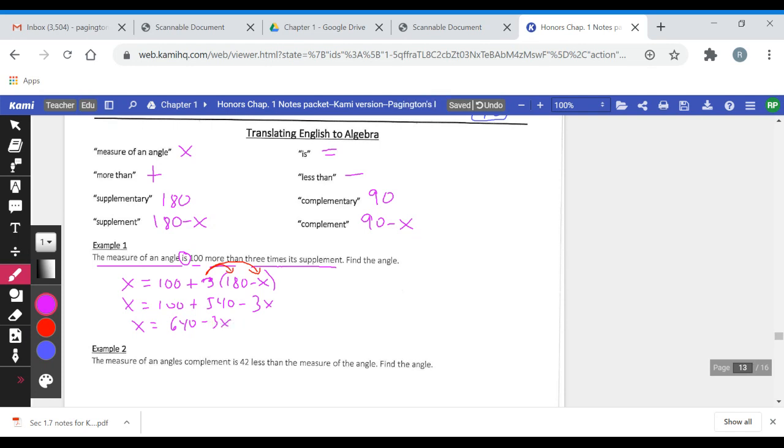I can go and add 3x to both sides. So I end up with 4x is equal to 640. And then if I go and divide by 4 on each side, I get x is equal to 160. And in this particular case, the directions say find the angle, and we had already said that the measure of the angle was x, and so that is our answer. Okay, we don't need to go further than what I'm asking us to.